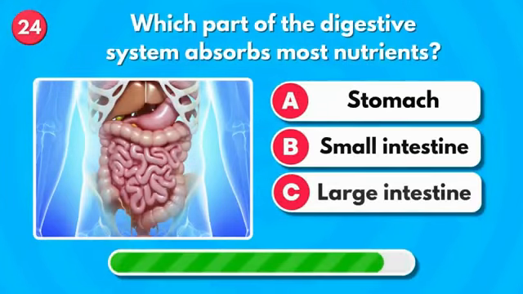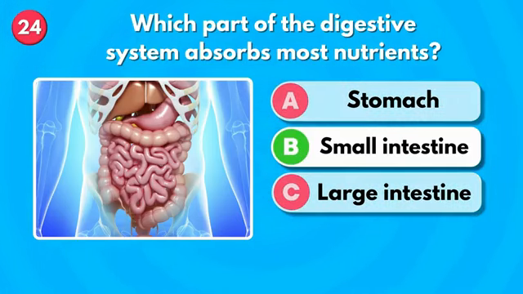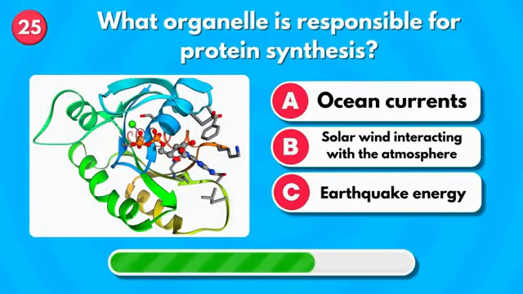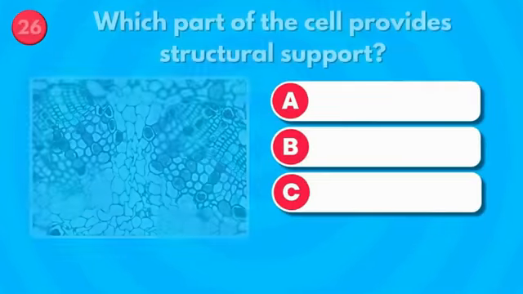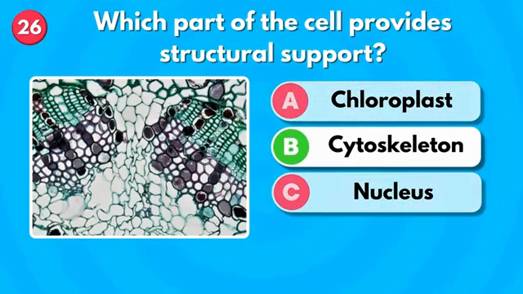Which part of the digestive system absorbs most nutrients? Small intestine. What organelle is responsible for protein synthesis? Ribosome. Which part of the cell provides structural support? Cytoskeleton.